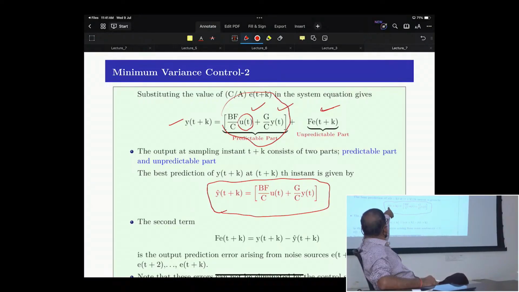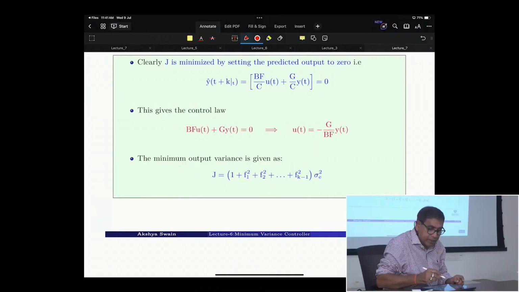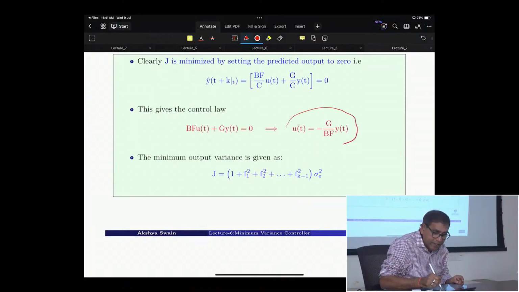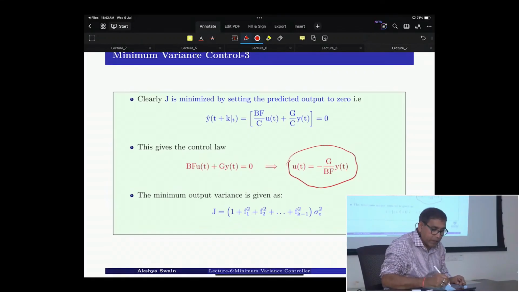So which u will make it 0? If I make u equal to minus G by BF y t, then this particular part will become 0.